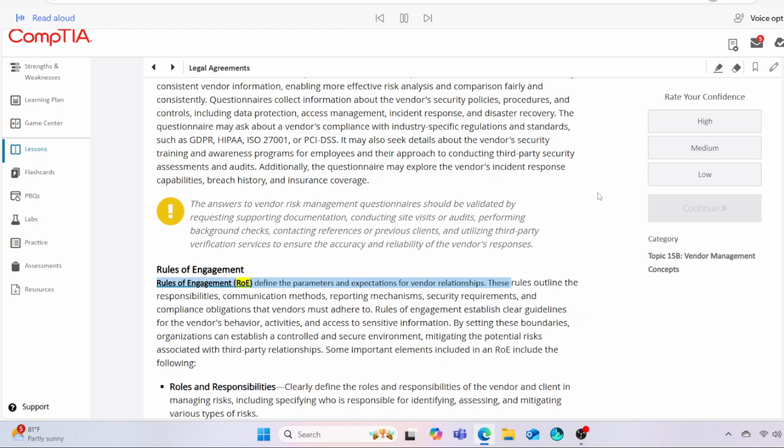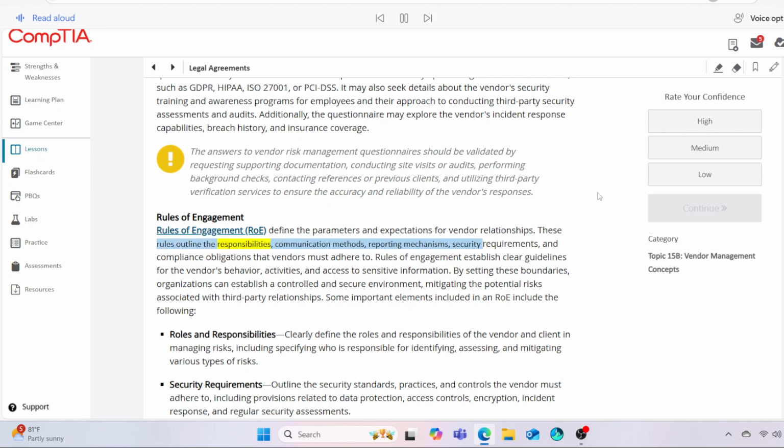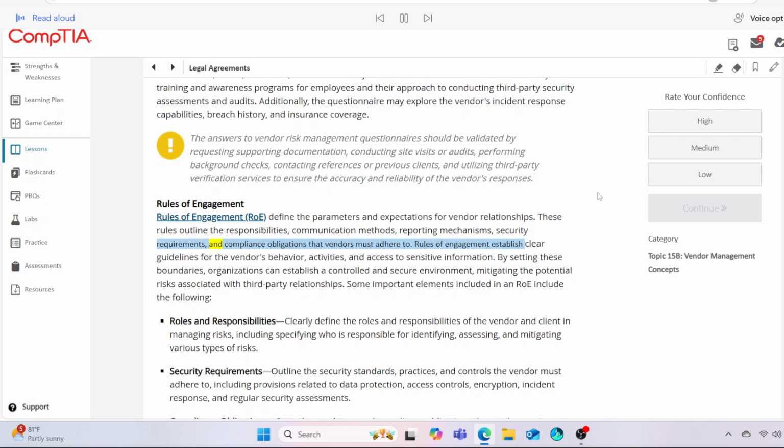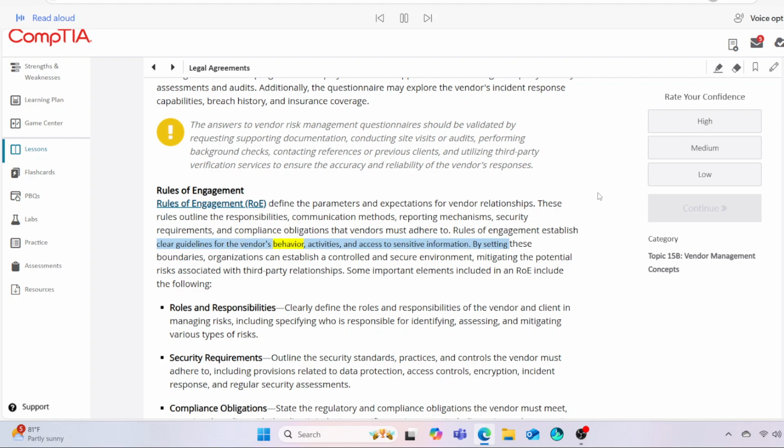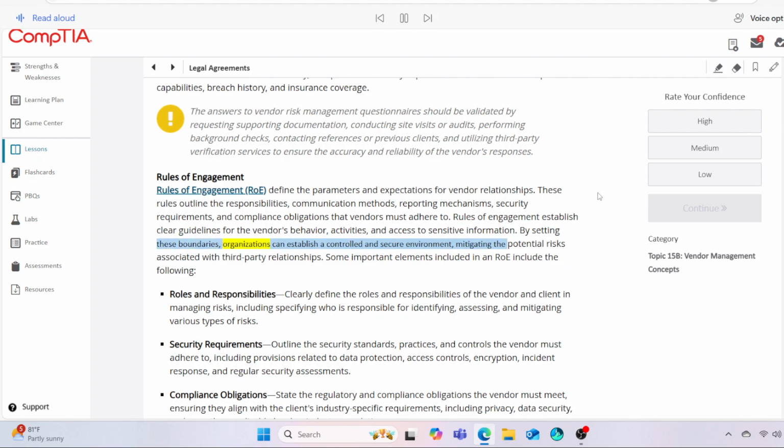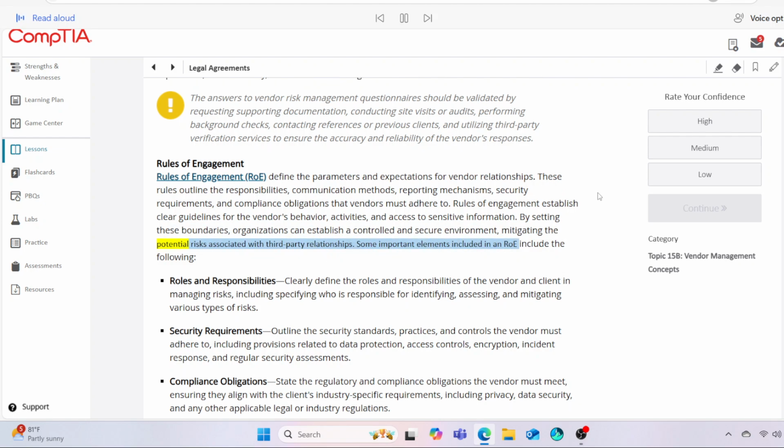Rules of engagement. Rules of engagement, ROE, define the parameters and expectations for vendor relationships. These rules outline the responsibilities, communication methods, reporting mechanisms, security requirements, and compliance obligations that vendors must adhere to. Rules of engagement establish clear guidelines for the vendor's behavior, activities, and access to sensitive information. By setting these boundaries, organizations can establish a controlled and secure environment, mitigating the potential risks associated with third-party relationships.